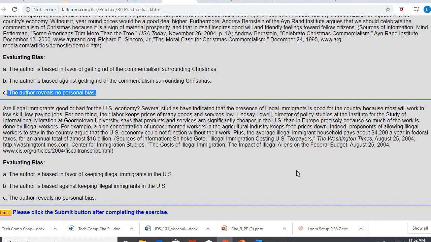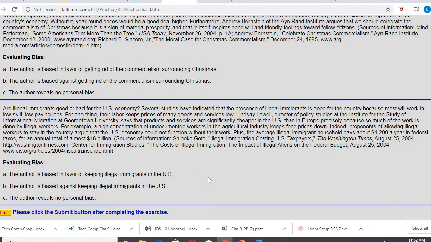Indeed, proponents of allowing illegal workers to stay in the country argue that the U.S. economy could not function without their work. Plus, the average illegal immigrant household pays about $4,200 a year in federal taxes, for an annual total of almost $16 billion.